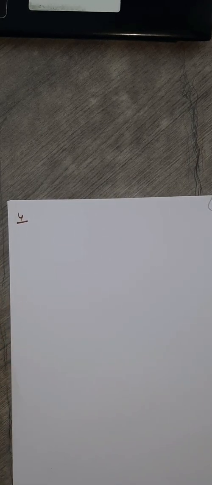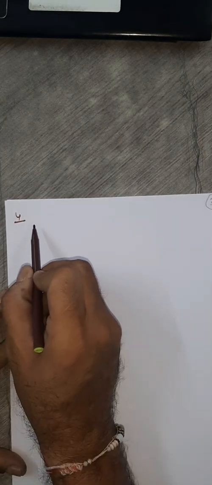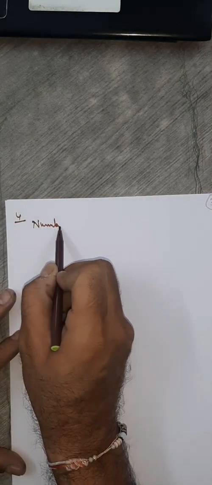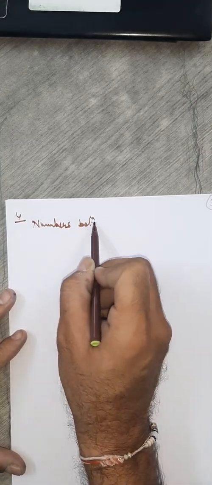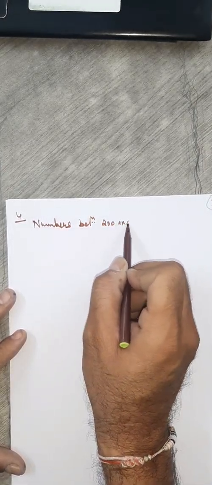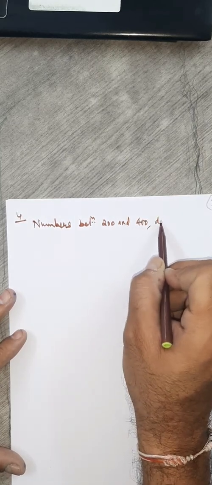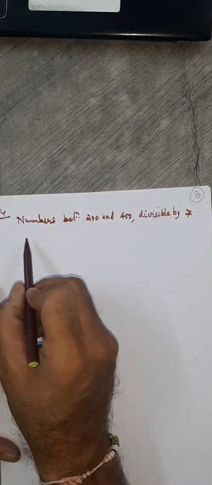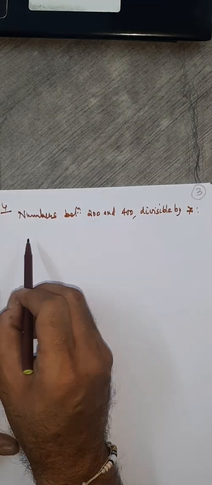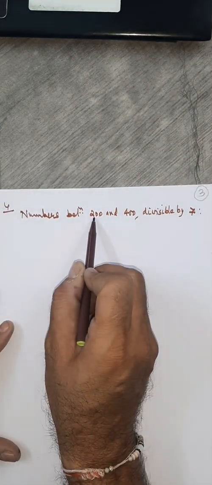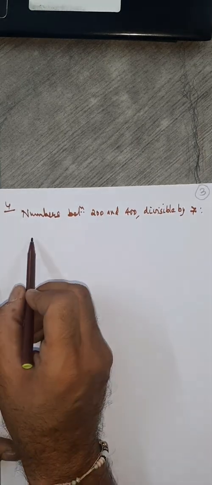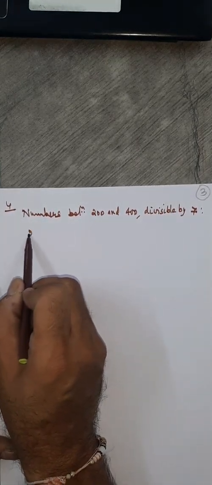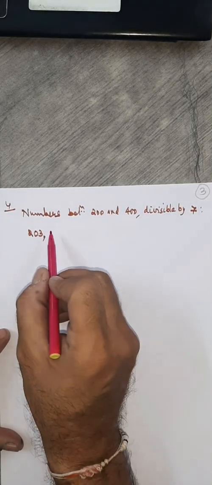The next question, we want the sum of all numbers between 200 and 400 which are divisible by 7. So let me write here numbers between 200 and 400 divisible by 7. So the numbers are this. First number will be, you can just verify, if you divide 201 by 7, remainder will be 5. So our first number will be 203. This is the first number which is divisible by 7 after 200.